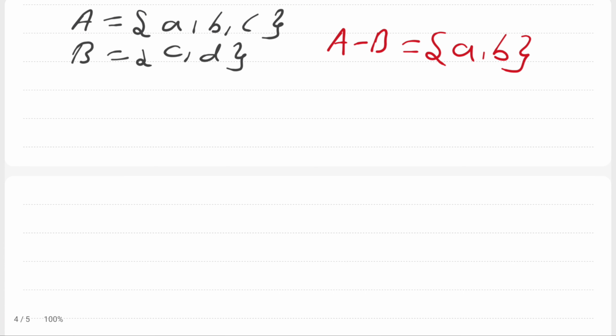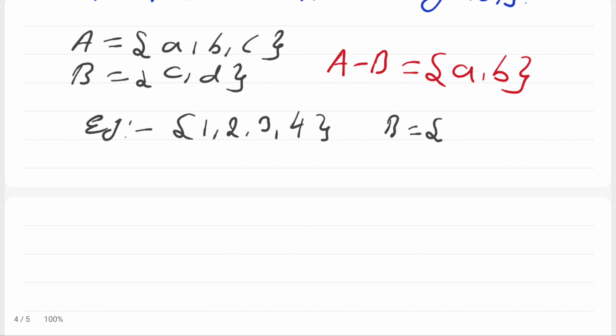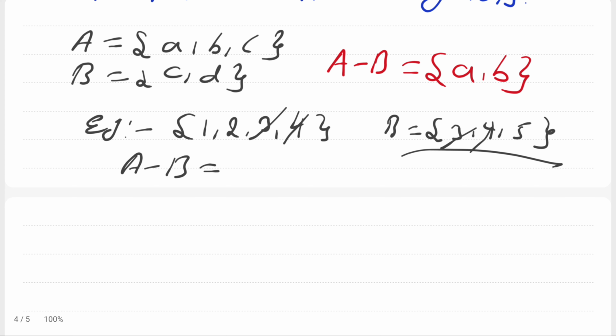Let's take another example. A is 1, 2, 3 and 4. B is given here as 3, 4 and 5. I'm telling you, write A minus B. So whatever elements belong to B, we don't have to write, because 3 and 4 belong to B, so we don't have to write them.